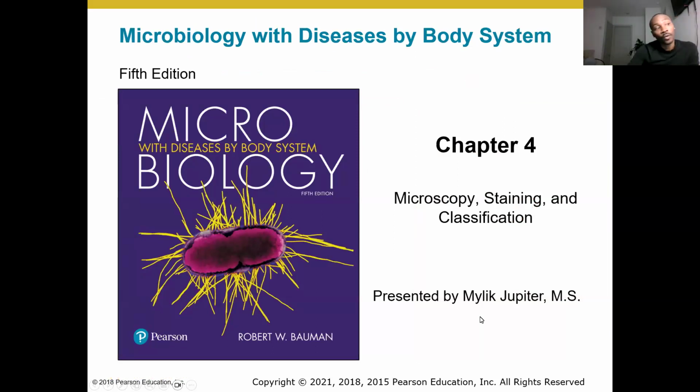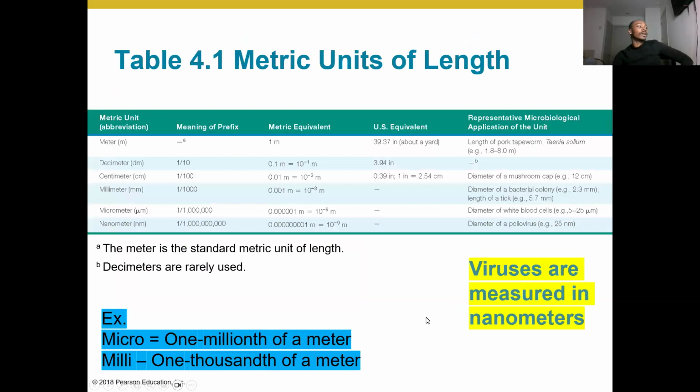When we're looking at chapter 4, right? Microscopy, staining, and classification, right? I told you before about those viruses. You can't see them under a light microscope because they're so small. Viruses are measured in nanometers. And if we look at nanometers, remember nanometers is right here. 1 times 10 to the negative ninth. Write that down. Nanometers, 1 times 10 to the negative ninth.